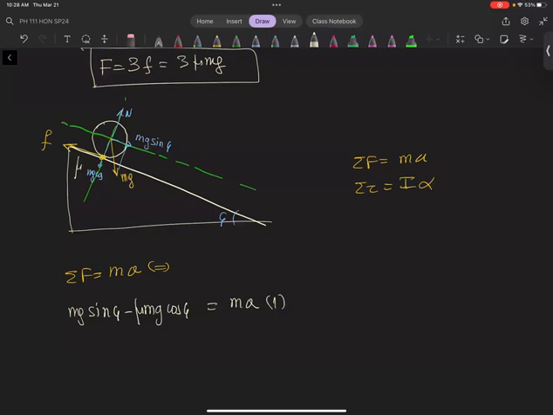I mean, yes, you can, before we write this as equation 1, you can cancel out the masses, and you get g sine phi minus mu g cosine phi equals a. Okay, big deal. We knew that for a point mass, this is the acceleration. Yes, that is equation 1.